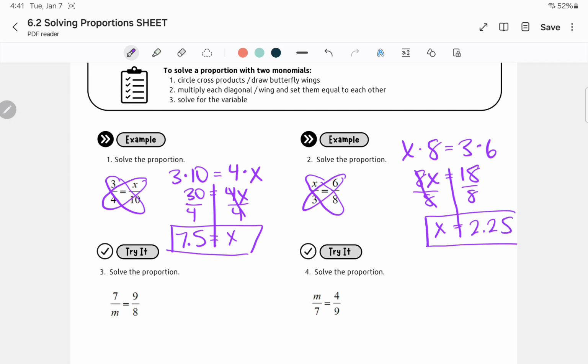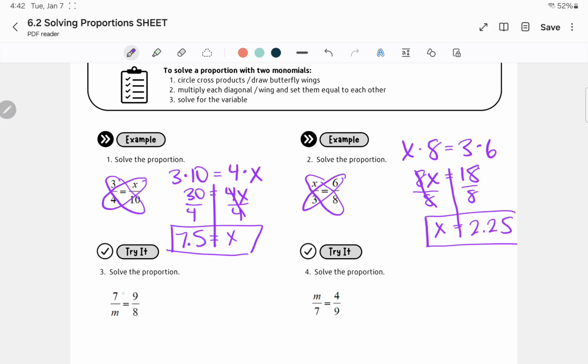So again, just to recap, we're going to draw our wing, we're going to multiply, we're going to draw our other butterfly wing, multiply that, they're going to be equal to each other, and then we can solve for x by dividing as our final step. So go ahead and pause, go ahead and try 3 and 4, and I'll check in with you in a second.